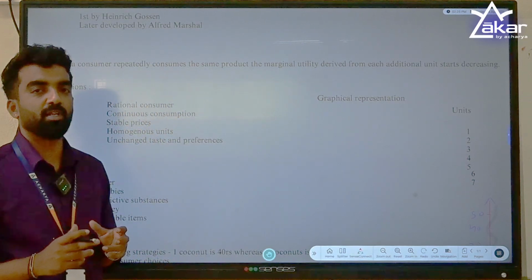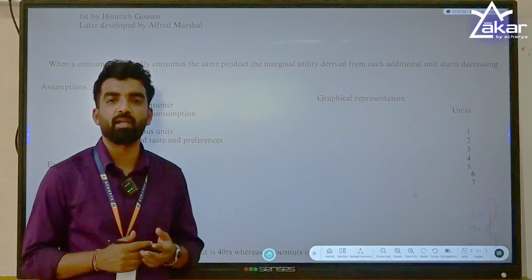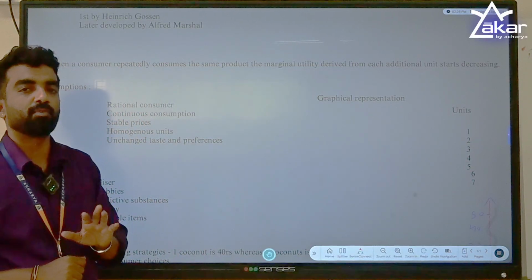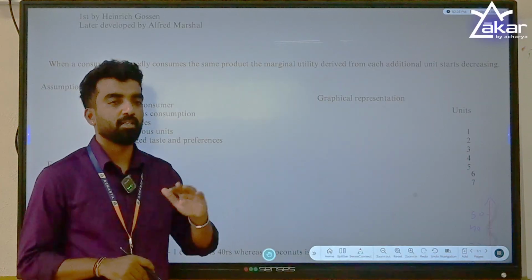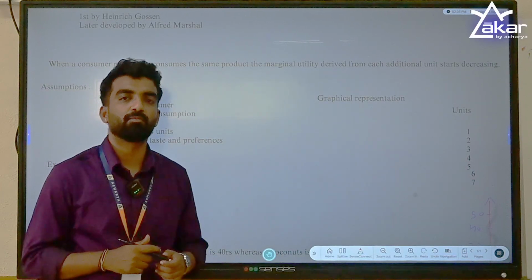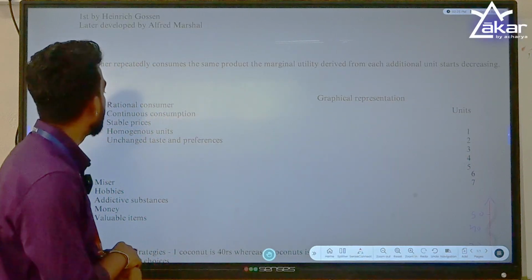If I change the flavor, first I give you vanilla, second strawberry, then third chocolate, after that blackcurrant, what will happen? Your marginal satisfaction will not fall down. The utility of that ice cream will not fall down. It will stay constant, or it might increase because you are tasting different flavors. So you will not feel enough or saturated.